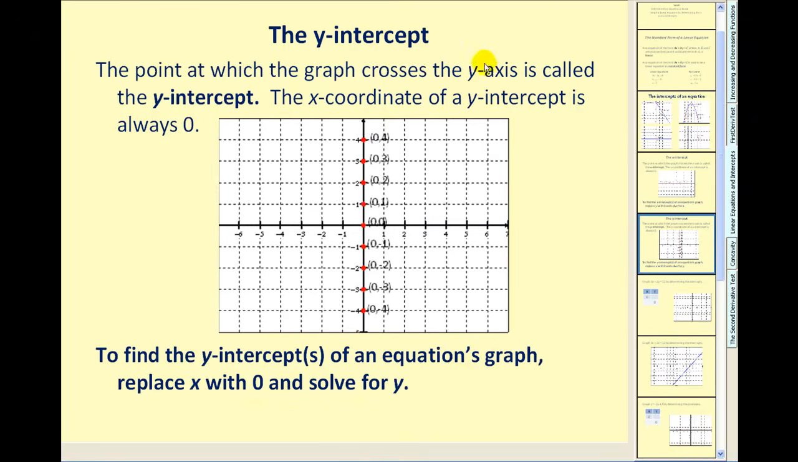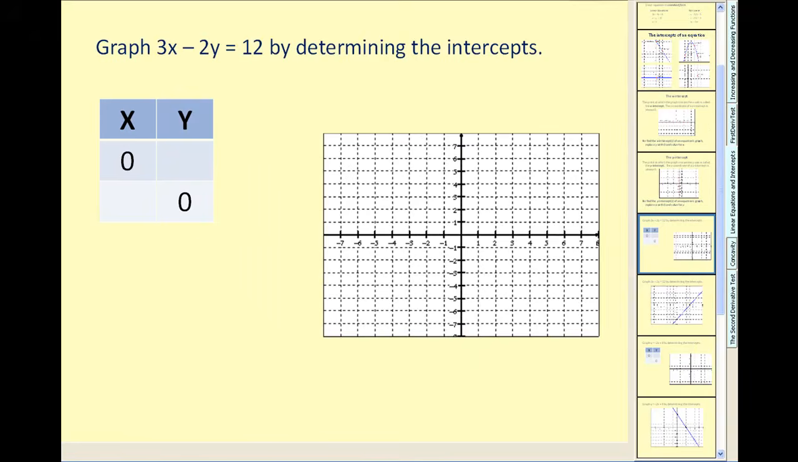Now when we look at the y-intercept, the point at which the graph crosses the y-axis, you can see if we plot points along the y-axis, all of the x-coordinates are equal to 0. So to find the y-intercept of an equation's graph, we replace x with 0 and solve for y. So let's go ahead and give it a try.